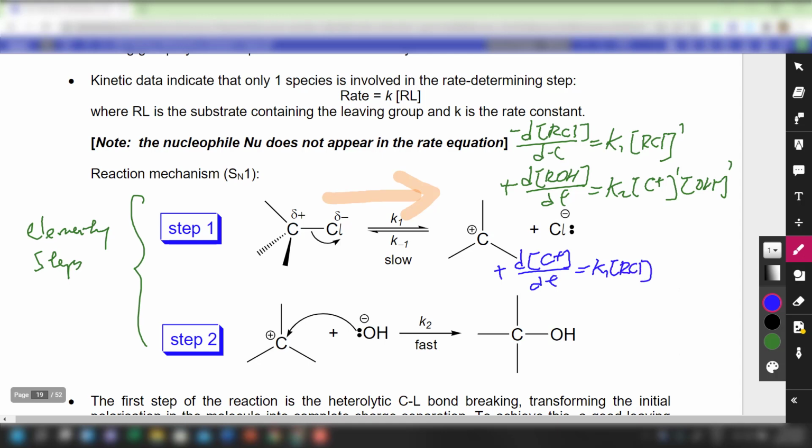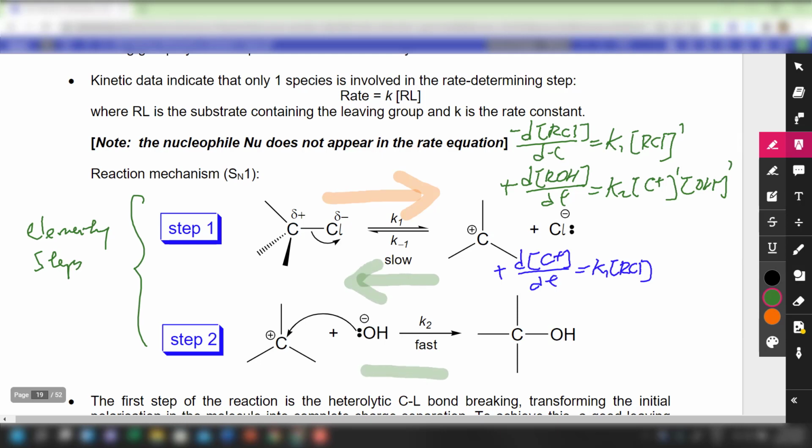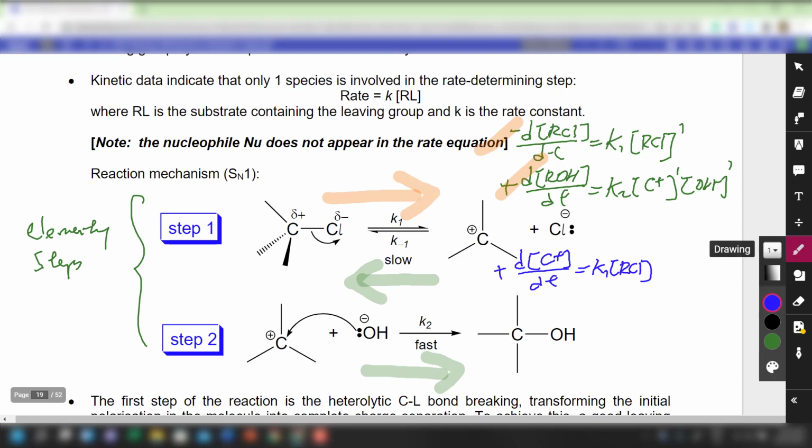However, as the carbocation is being formed, it is also being consumed, back by K-1 and forward by K2. Are you able to see that? So in that case, the change in the concentration of the carbocation is a little bit complicated. It is not as simple as what we have here and here. It actually involves 3 terms, so I need to continue.